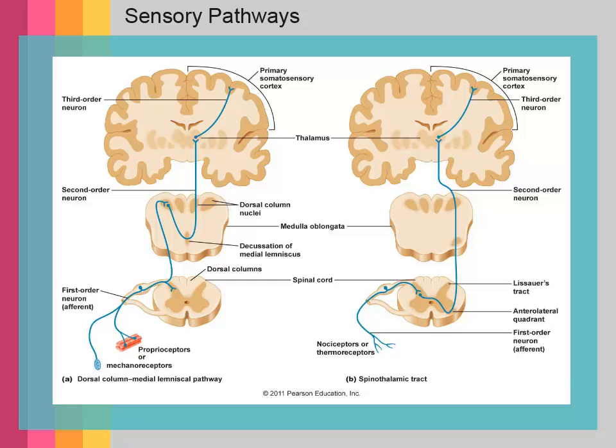as opposed to the three neuron pathway of the spinothalamic tract, where the second one starts in the posterior horn of the gray matter, crosses over, and then synapses, and the third neuron starts from the VPL of the thalamus going again to the sensory cortex.